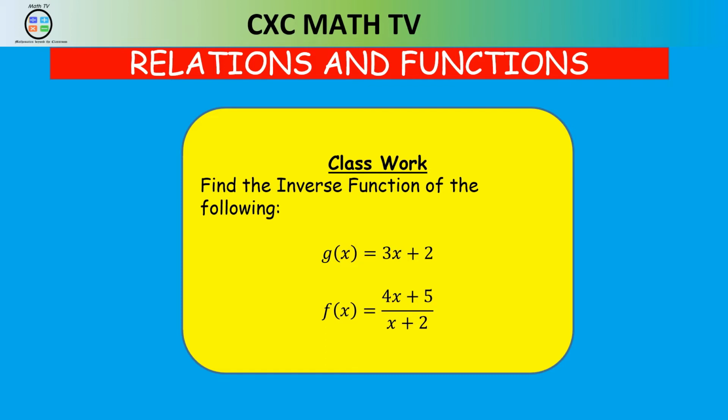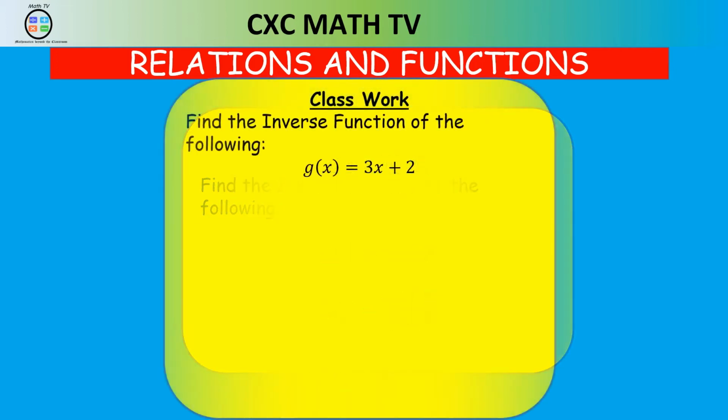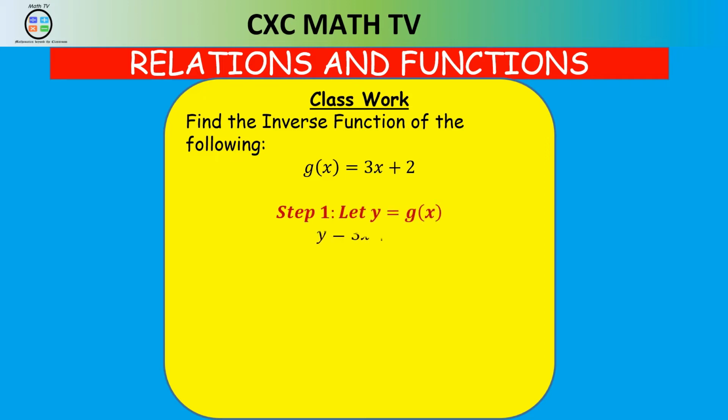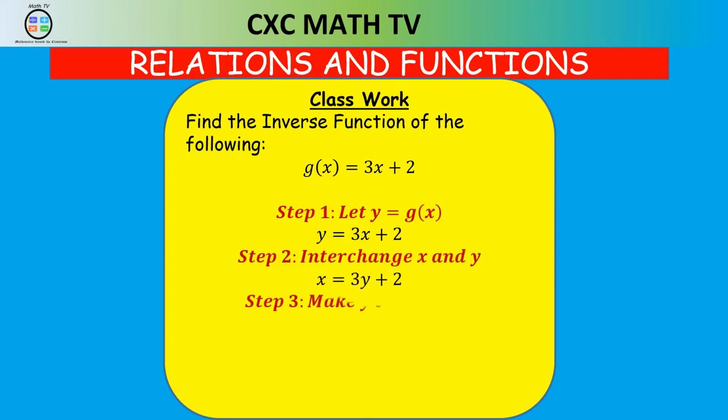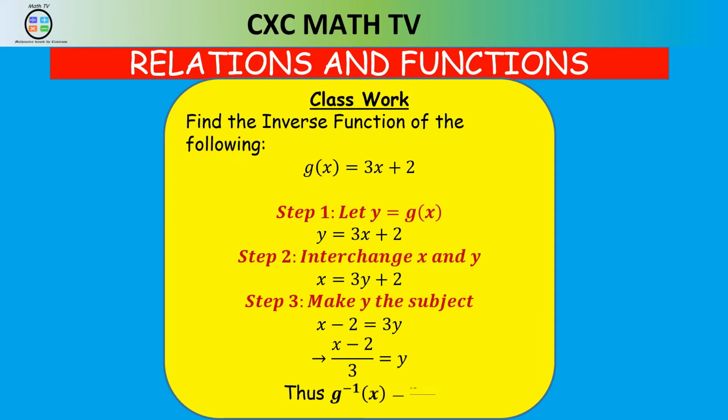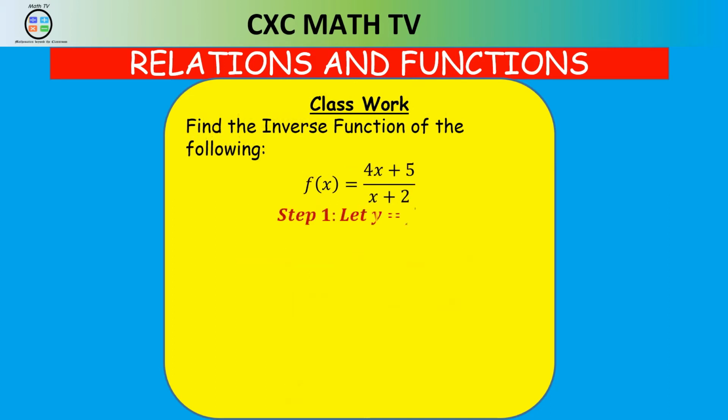Alright, so let's start with the first one. Remember, step 1, you let y equal the function. So in this case, y is 3x plus 2. Step 2, you interchange x and y. So x is now 3y plus 2. And then you need to make y the subject. So we divide both sides by 3. And so g inverse of x is x minus 2 over 3. That's very good. Nice.